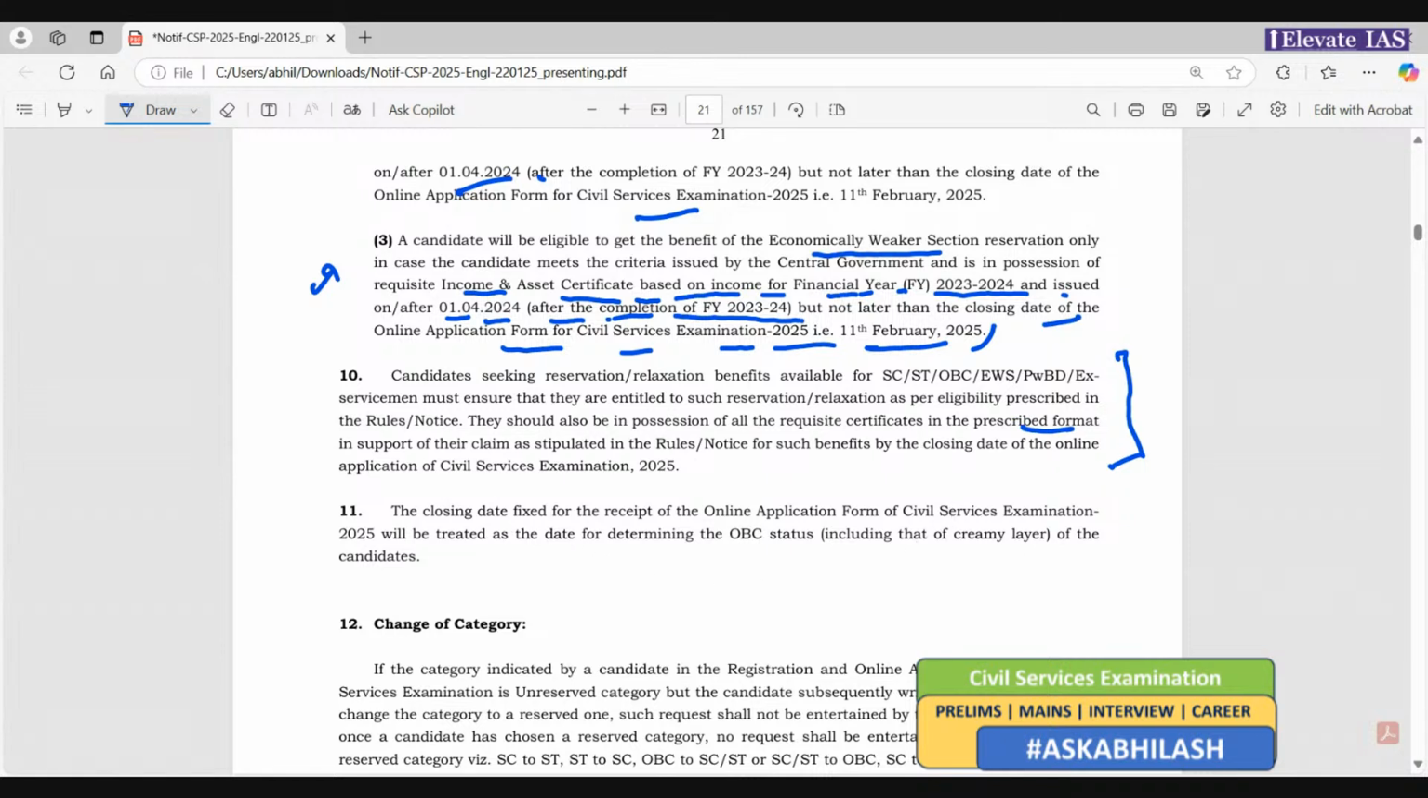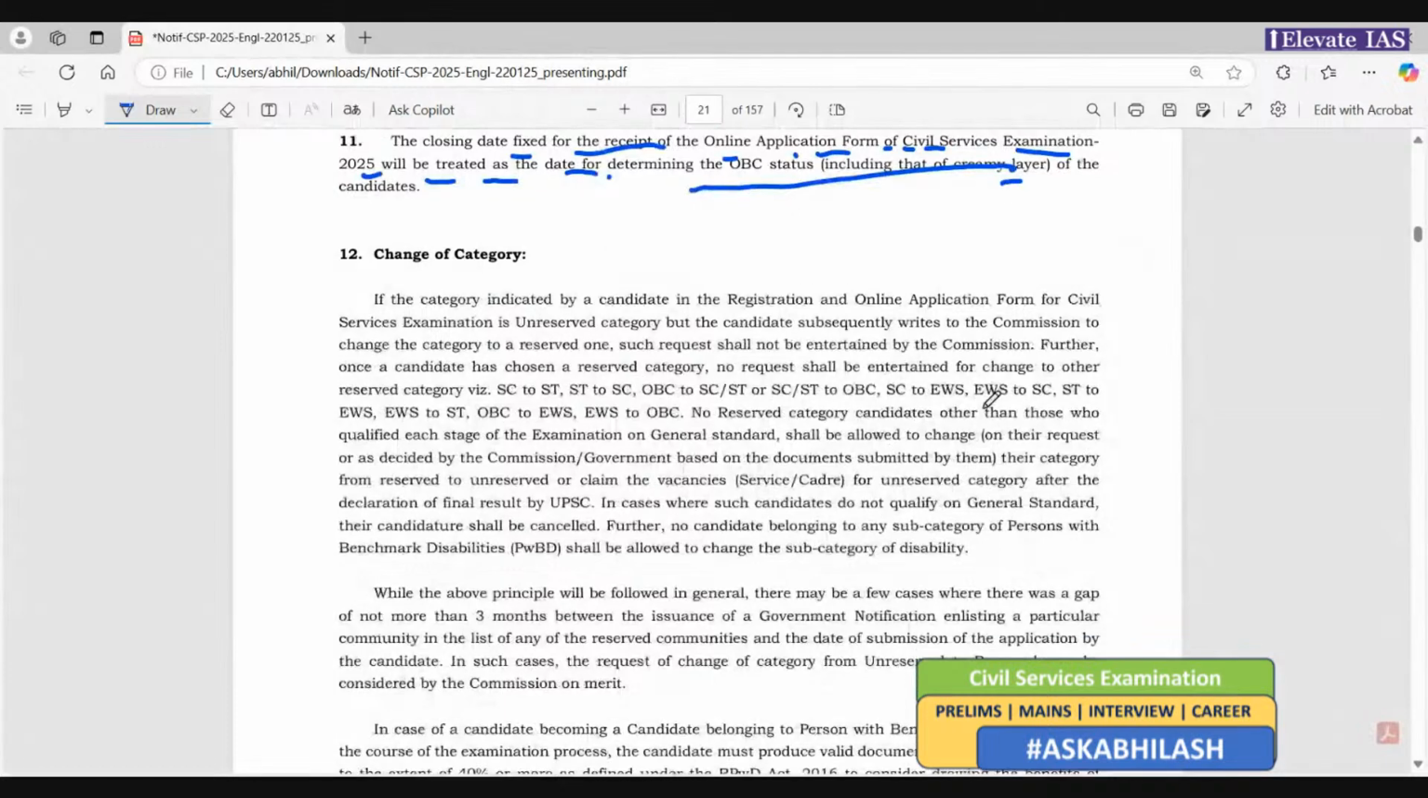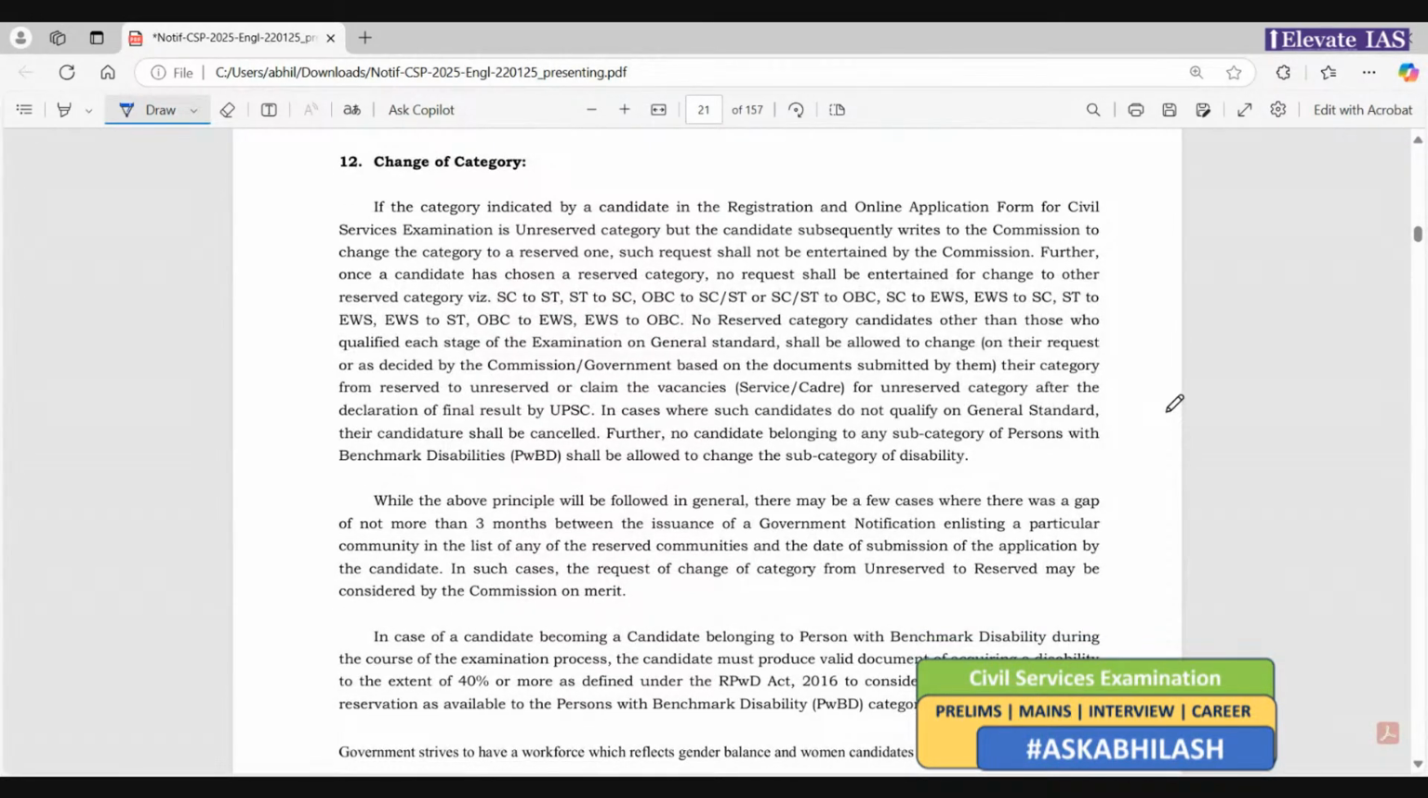The closing date fixed for the receipt of online application form of Civil Service Examination 2025 will be treated as the date for determining the OBC status, including that of creamy layer for the candidate. It is given very clearly. If you have change of category or anything that makes you eligible, these are the requisite areas to understand.